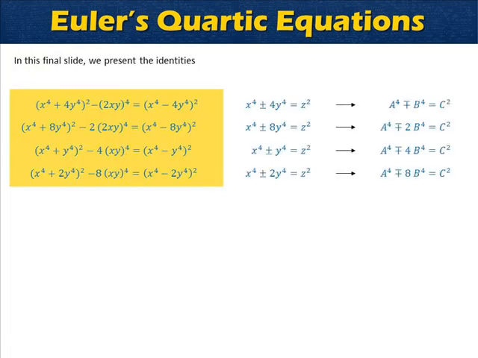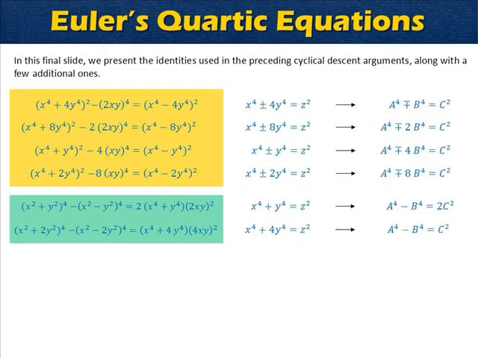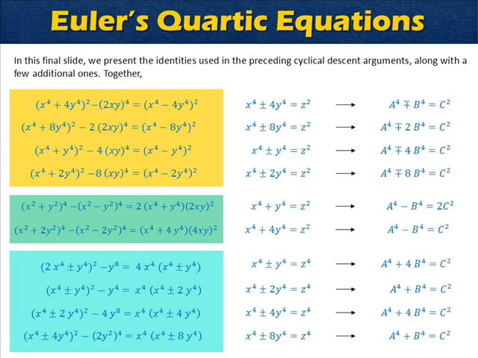In this final slide, we present the identities used in the preceding cyclical descent arguments, along with a few additional ones. Together, they form a family of identities linking Euler's quartic equations.